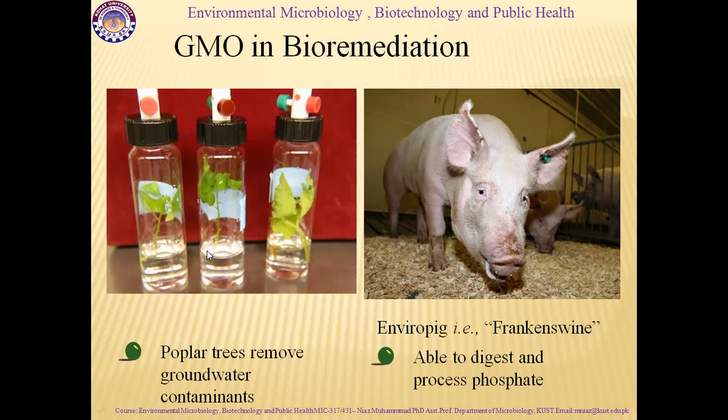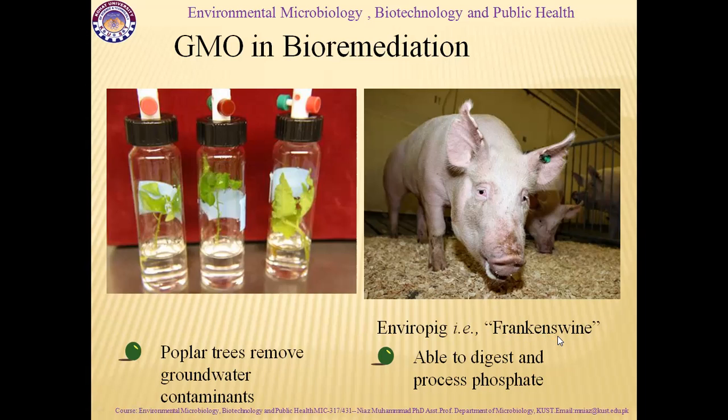So when we grow these plants in soil, they will absorb different types of pollutants into their organic mass, and will keep them away for a longer time. Poplar trees remove groundwater contaminants, and genes have been transferred into poplar trees which have the ability to absorb pollutants from soil and from water.